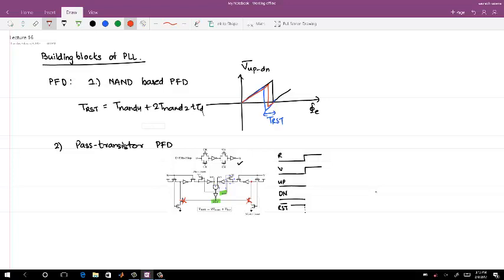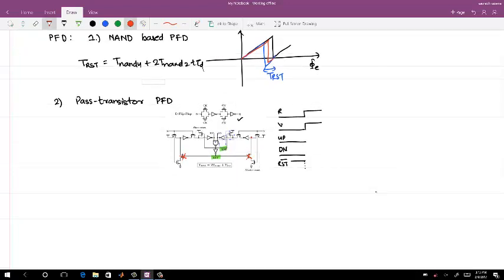Yes. When you are operating at a higher frequency, you do not have much time even to discharge. But when you are operating at a lower frequency and you need to exercise the whole range, then this will be an issue.